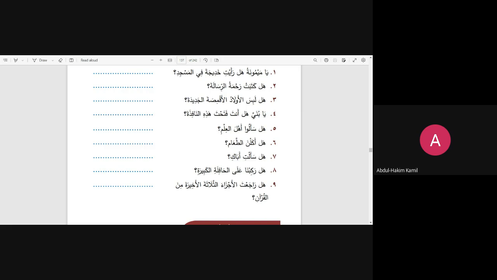And المفتاح, the key, is one. It's singular. It's masculine. نعم هم وجدوه.